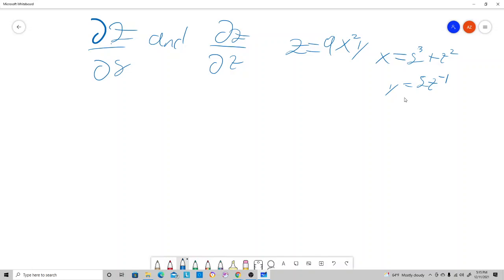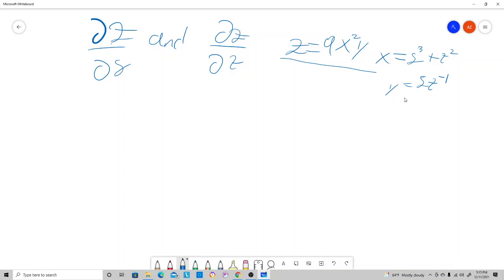So let's say we have this function, right? z is equal to 9x squared y, right? And the x and the y are actually defined in different terms, so it's a parametric function. It's been parameterized with two variables, with x equals s to the third plus t to the second, and then y equals s t to the negative one. So how can we do this? Well, there's a little formula that's derived from the chain rule with single variable calculus.